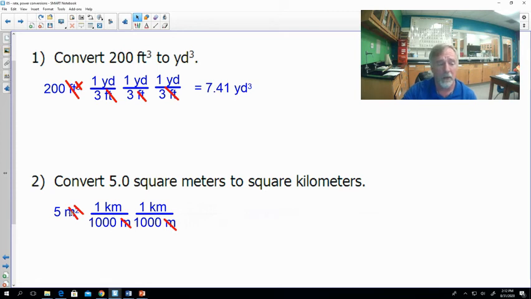Let's do our math. 1,000 times 1,000. What does that give you? That gives you 1,000,000. So we're going to take 5 divided by 1,000,000, and that's going to give you, depending on how your calculator is set up, 0.000005. Or it might just tell you 5 times 10 to the negative 6. Whichever your calculator puts out, that's right, just as long as you know what that means, right? Or you can write the numbers down correctly.